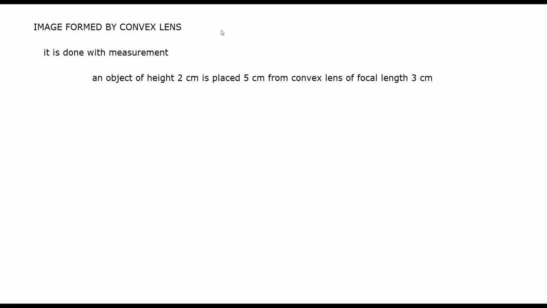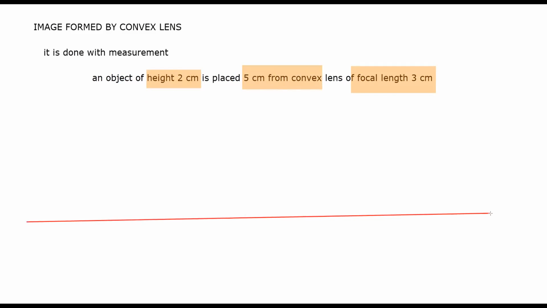So in the question they mentioned the measurements which are given: the height of the object is 2 centimeter, and it is placed 5 centimeter from the lens. This is the object distance. And the focal length is 3 centimeter. Now first, everyone should draw a horizontal line. That horizontal line is the principal axis.